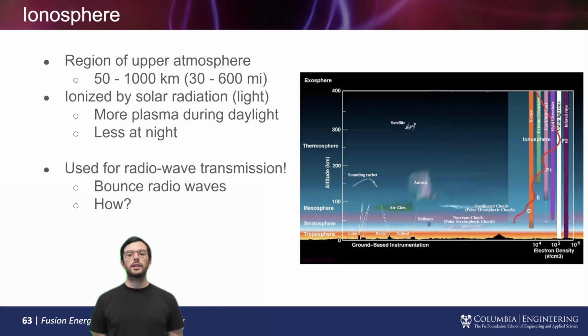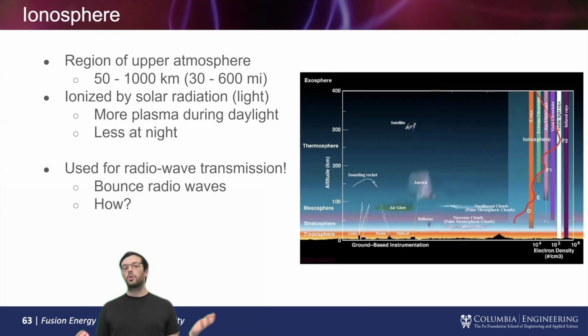And then the ionosphere is just this blob, spherical, so it goes all around, of plasma that's ionized by solar radiation. So the light from the sun is enough to heat this gas until it becomes a plasma. There's more during the day than the night. On the dark side of the Earth, there's not much plasma, but there still is a little.